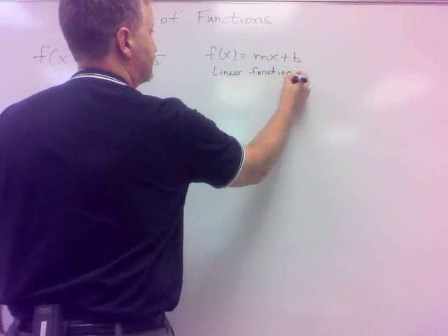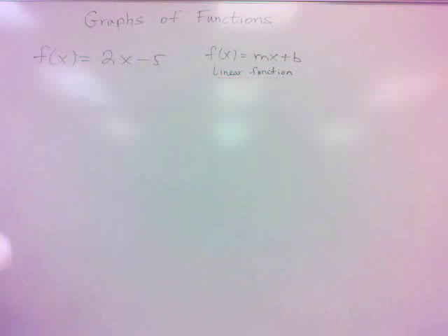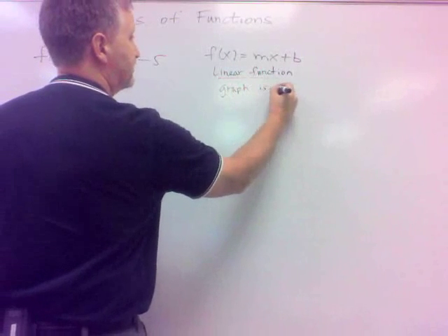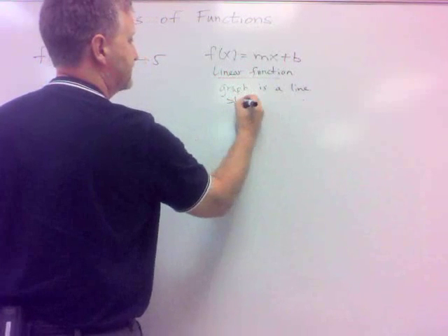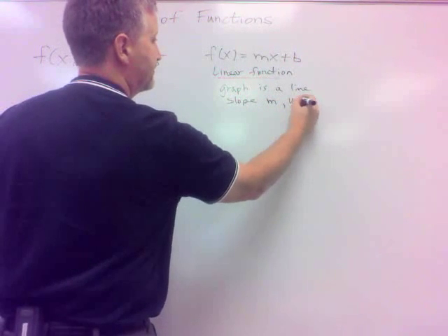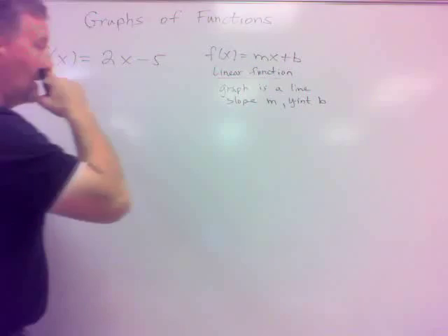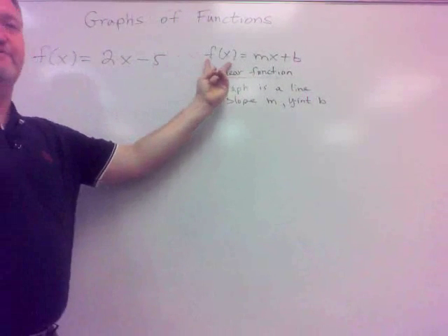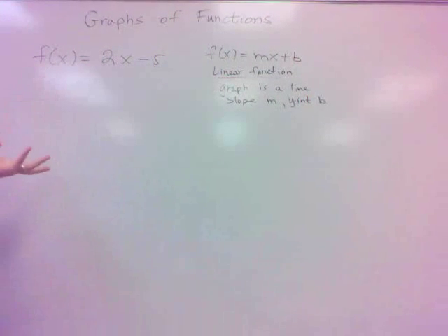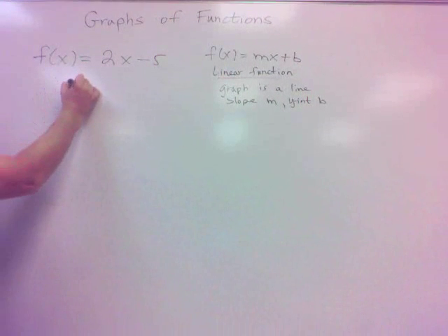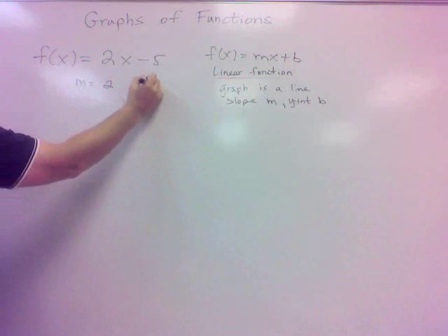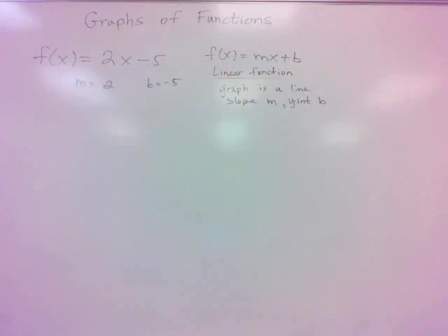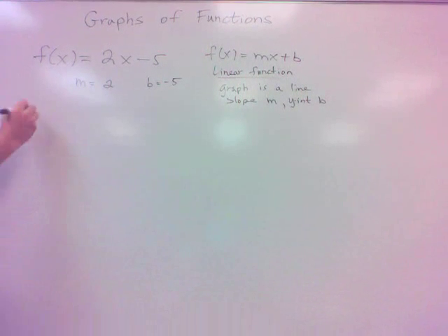And just like before, the graph's going to be a line. And what do we know about the line? Slope is m, y-intercept is b. Same thing. Just we're replacing the y by f of x. Y and f of x are synonymous. So what have I got here? Well, I've got m, the slope is 2, b, the y-intercept is -5.